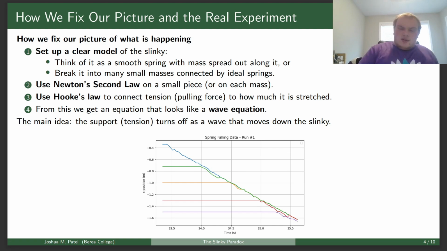a wave equation. And here at the bottom you can see a data analysis I did. You see at the top that blue line is the highest point of the slinky. As it drops, it starts collecting the points below it until at the end over here, it's completely collected all of it. And that's what you would observe watching a slinky fall.